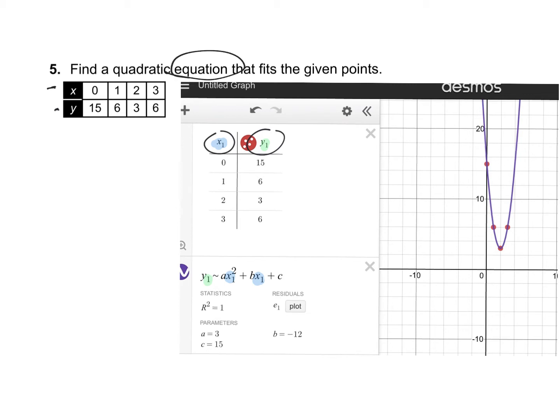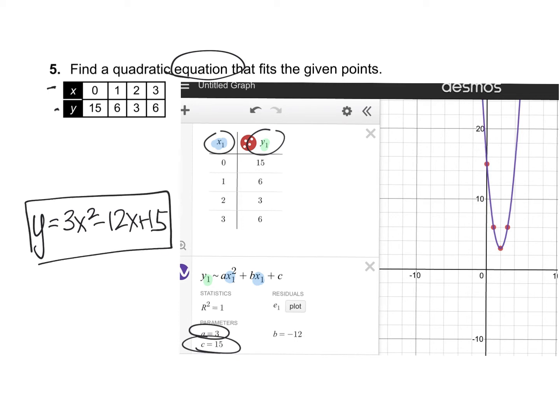So I'm going to plug it in. Y equals, and a in this case is 3 from here, so 3x squared, plus b is negative 12, so I guess that's actually a minus 12x. And then c is 15, so plus 15. And that would be the equation that it's looking for.